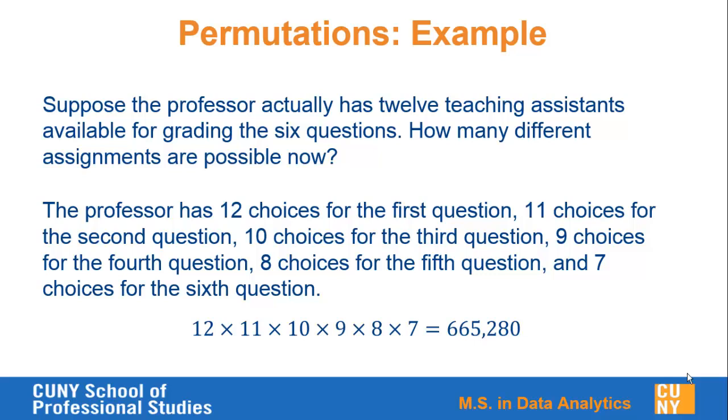Sometimes, however, that's not how it works. Maybe the professor actually has 12 teaching assistants and he only has 6 questions. So if he's going to assign 1 teaching assistant to each question and no teaching assistant to more than 1 question, then he would have 12 choices for the first question, 11 for the second, and so on. And so this gives him an astounding 665,280 possible TA assignments here. Notice that we still consider this a permutation, but we're doing a permutation of 12 objects where we select only the first 6.